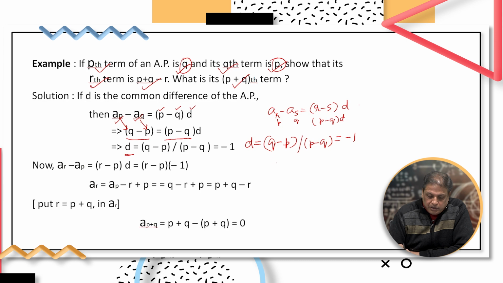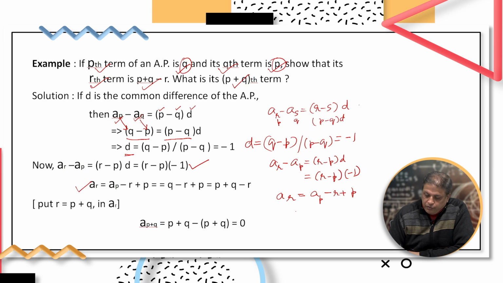So, that means AR minus AP, or AP minus AQ, whatever you want to say, will be equal to (R minus P) into D, or you can say (R minus P) into minus 1. So, by solving this equation, you will find that AR will be equal to AP. By taking AP to the right hand side, you will get AP minus R plus P.